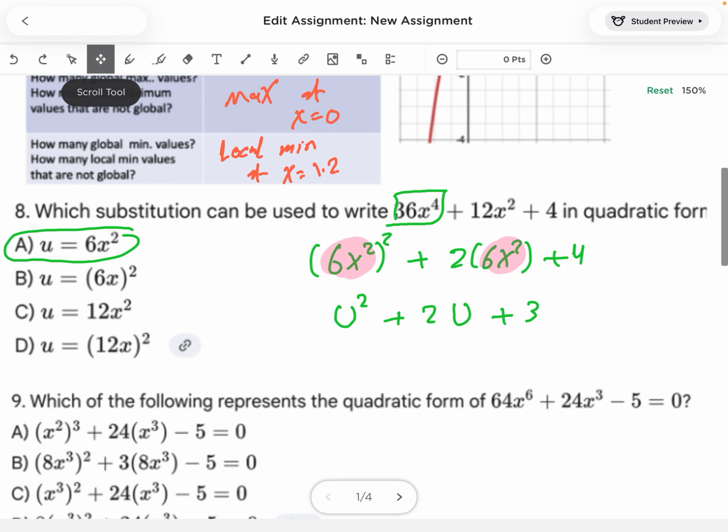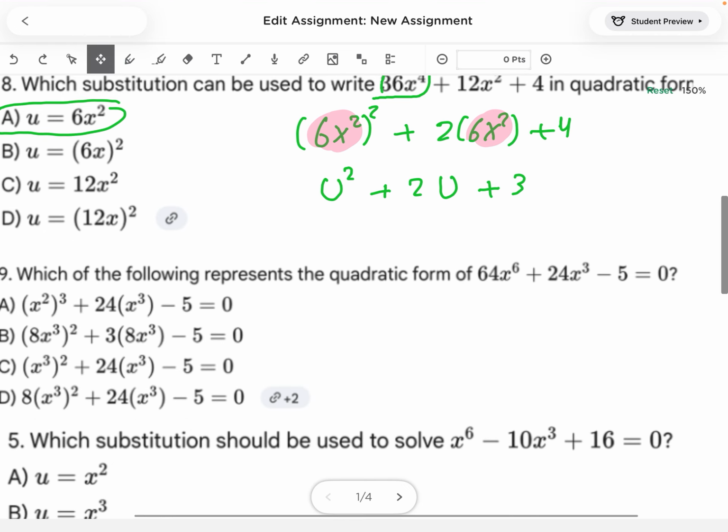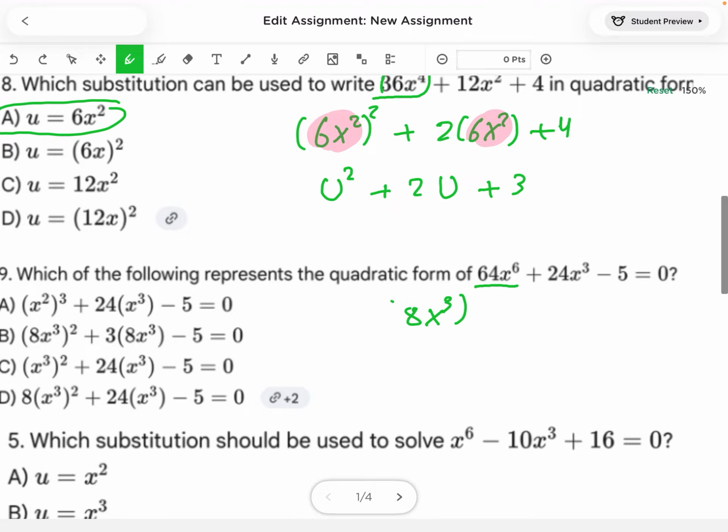Same story with the next one. Take the square root of 64x to the power 6. It will be 8x to the power 3, all squared. Now 24 is 3 times 8, minus 5. So again, this is u. So it will be u squared plus 3u minus 5 equals 0.